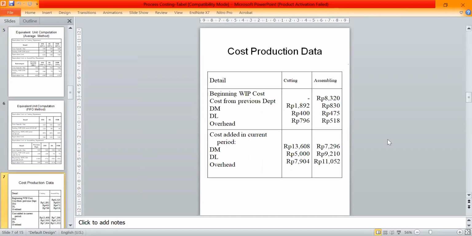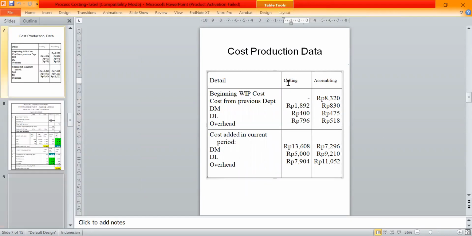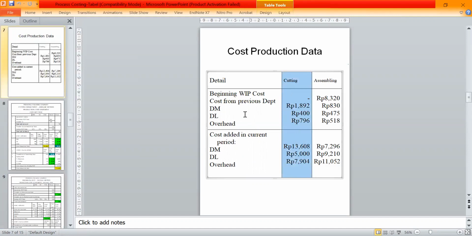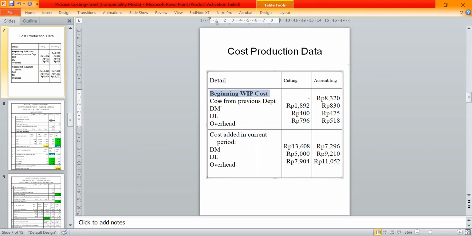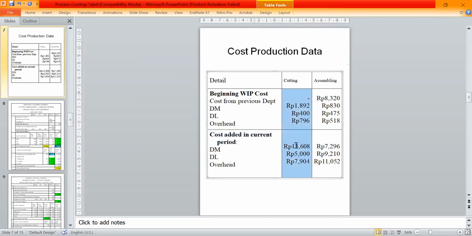Okay. So because we're making it for the first department, which is the cutting department, please just focus on this number. And then we got the information that this is the information about the beginning work in process. And then this is the cost added in the current period. So this is talking about the transfer in unit. And then we need to input one by one of these numbers to the certain cell, to the correct cell.